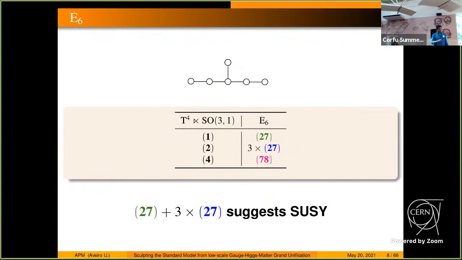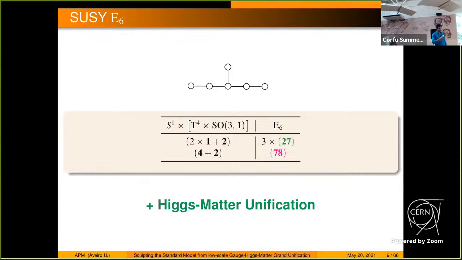If you go up to the level of E6, then you see something nice. The fermions and the scalars are embedded in the same type of representation, these 27-plets. They can be like that. And this suggests supersymmetry. In fact, E6 becomes rather elegant if you add supersymmetry. So let's extend our space-time symmetry and add one supersymmetry. And this is like the minimal supersymmetric E6 model, where you still have gauge unification, and separately you also have Higgs and matter unification in 3 copies of 27-plets.